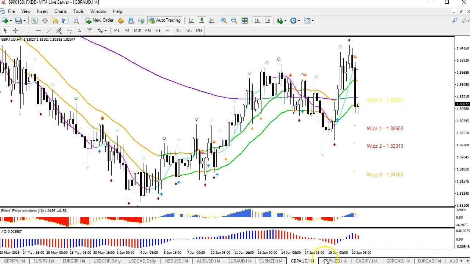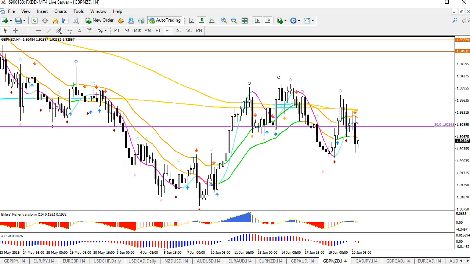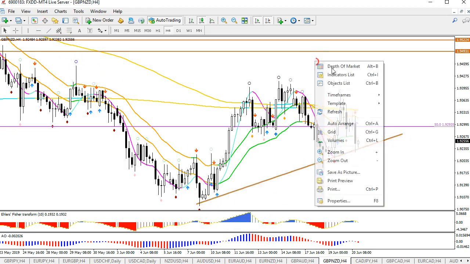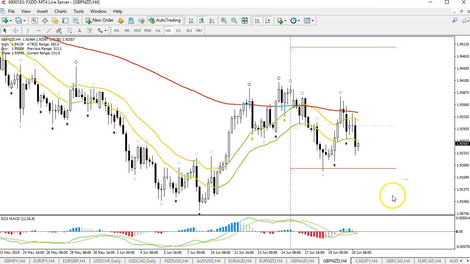Pound odd and pound New Zealand could be ready for breakouts, specifically this pound New Zealand. Let me redo this template for you. There we go. Sorry about that.